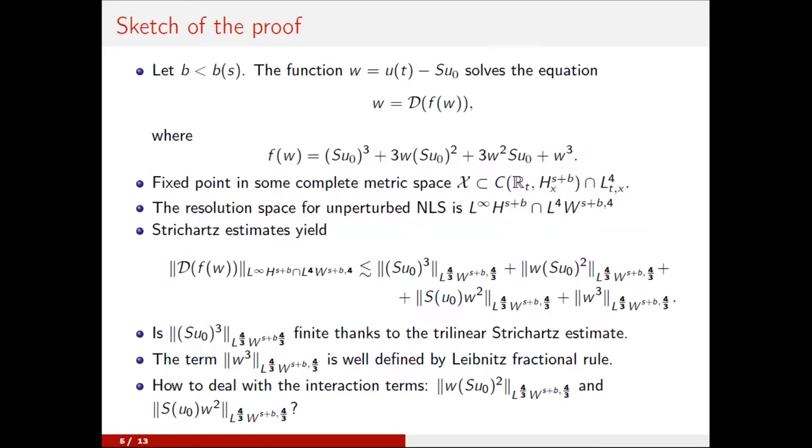But the whole problem is the interaction term. I can use, of course, an inequality. But if I am left with just two linear solutions, I don't know how to deal with that, because my estimates are good for three. This one also is a problem. This is the interaction term. Even if my W is in this space, in HS plus B, the linear one is in HS. So this interaction is a problem.